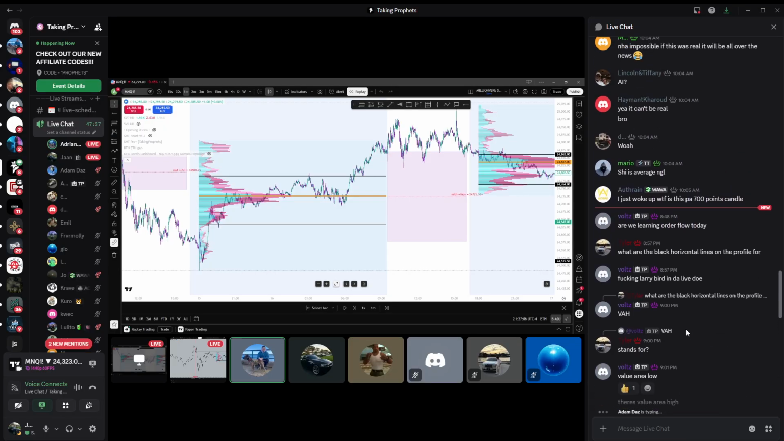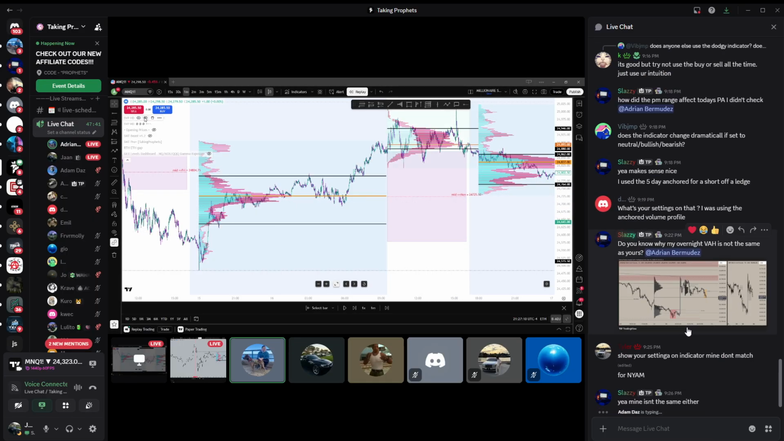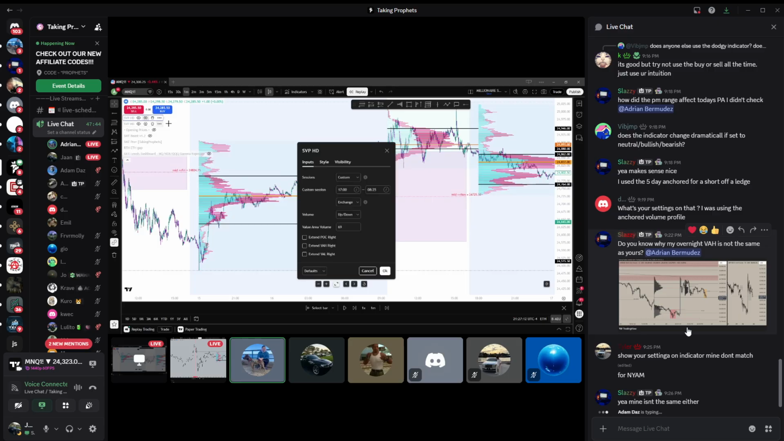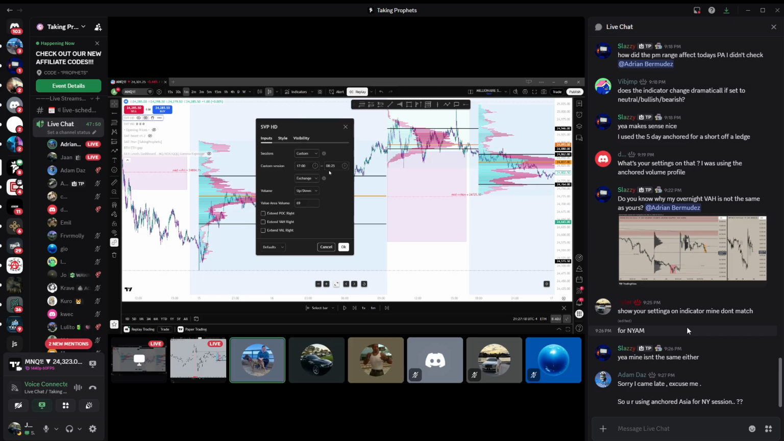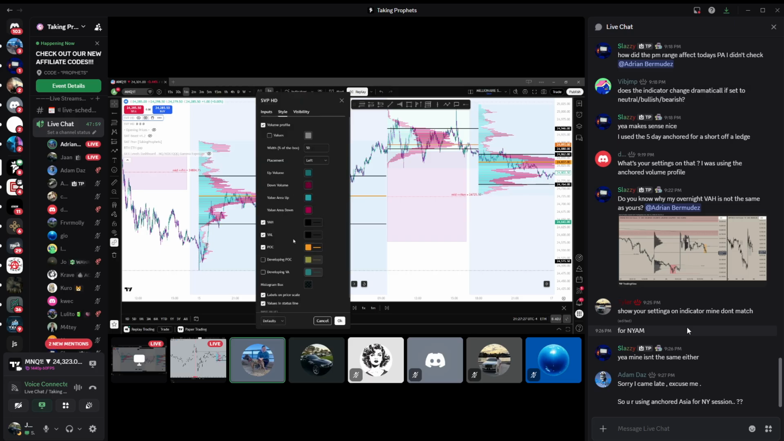What settings was I using on the anchor volume profile? These are my settings. Let me specify that I am in central time. So all this is if you're in central time. This is the SVP for the overnight range, right? If you want to screenshot that real quick, then we'll go to the style.